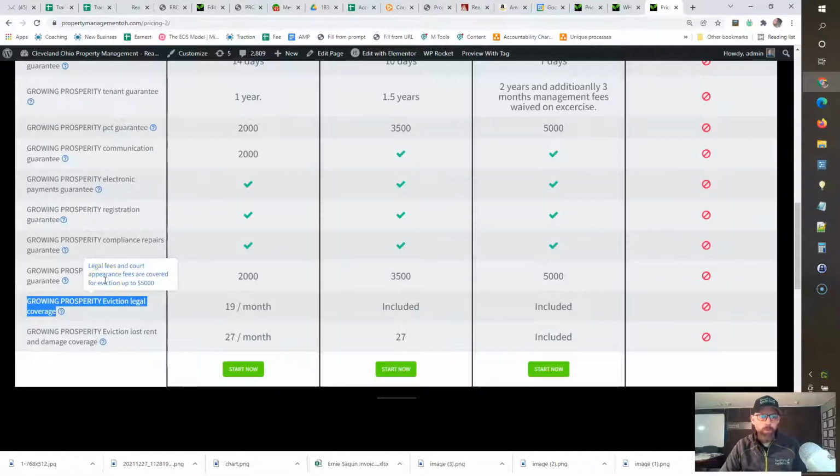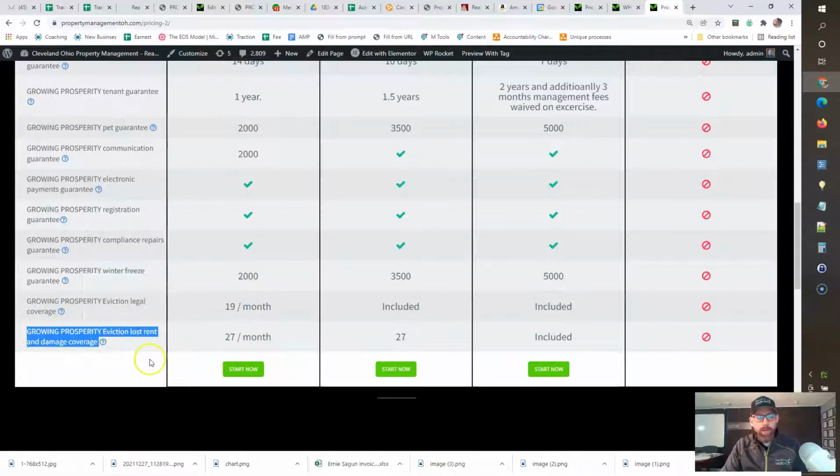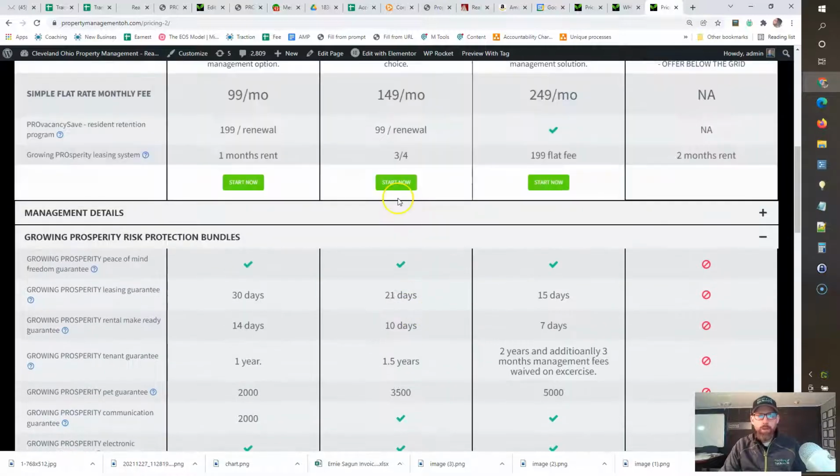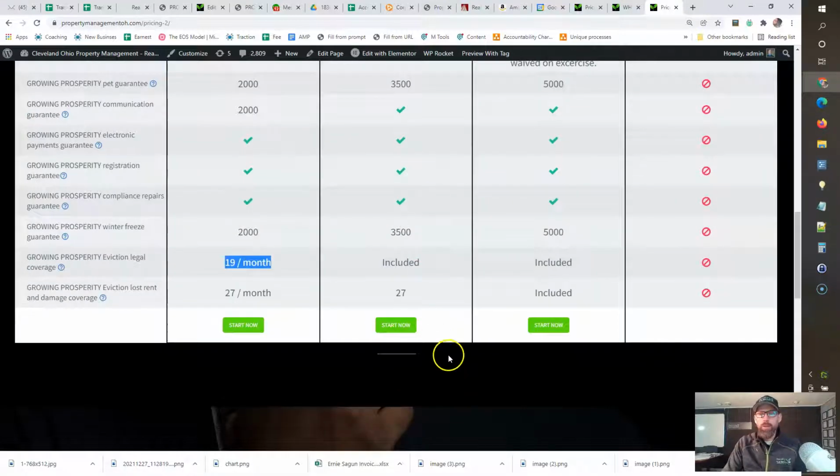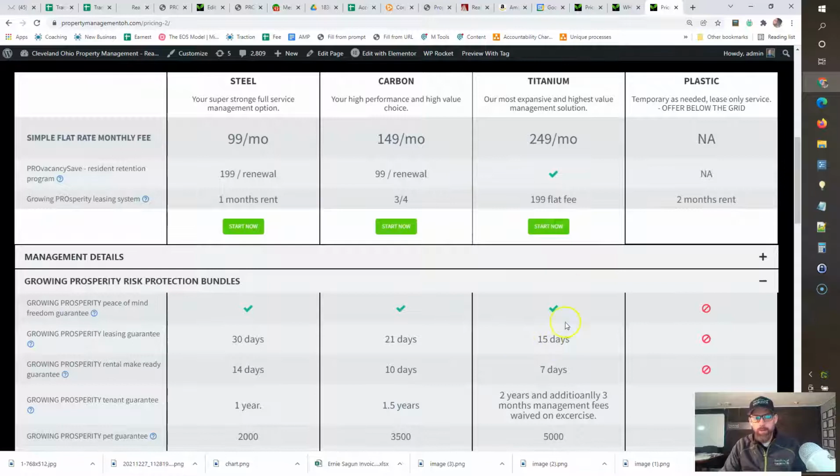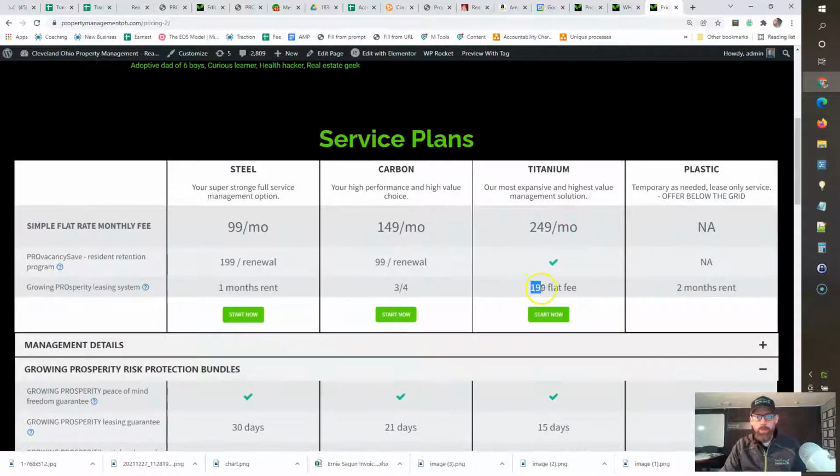Legal fees and court appearance fees are covered for eviction up to $5,000. So if you pay $19 a month, we'll cover that. But in these plans, it's automatically covered, so you can update your plan. Growing Prosperity eviction, loss, rent, and damage coverage. We'll pay up to $2,500 in lost rent if you have this coverage. Most people don't. So if you have these 2 coverages, you might as well be under this plan. And in reality, this plan very well might be better for many people, especially if it's a higher end house, where basically you're not paying really a leasing fee. It's just a flat rate fee.